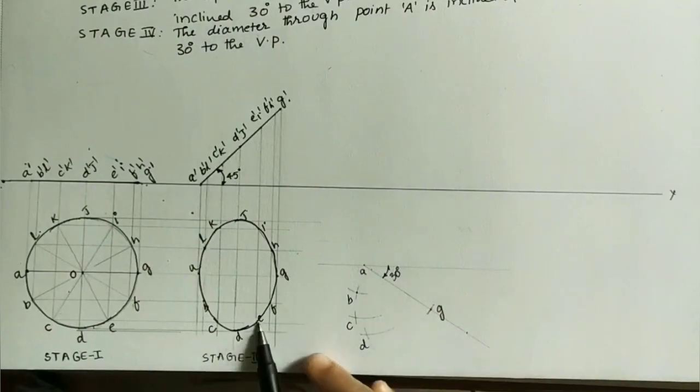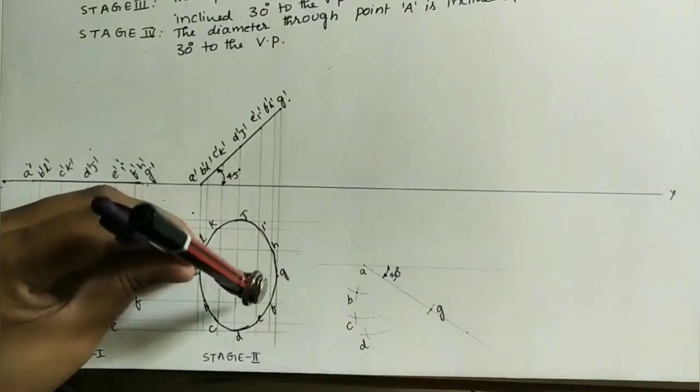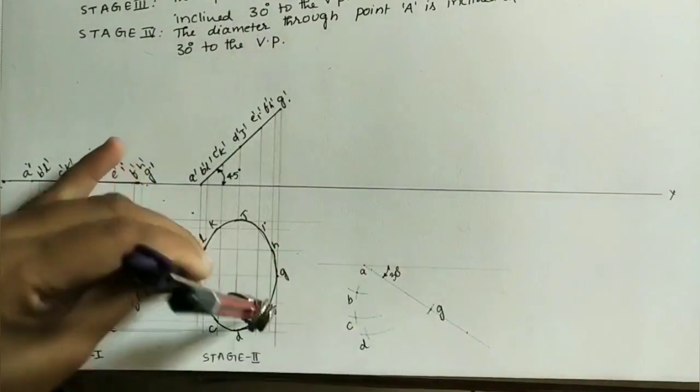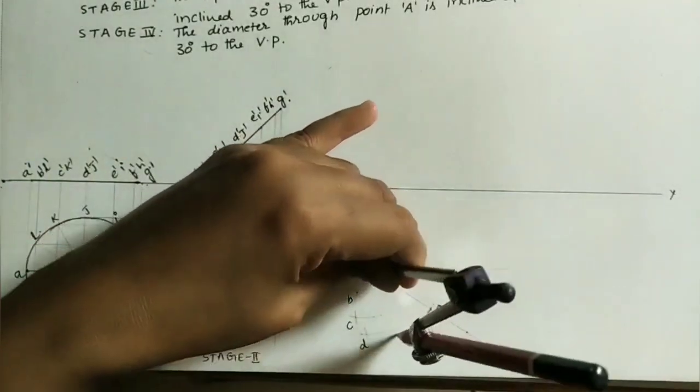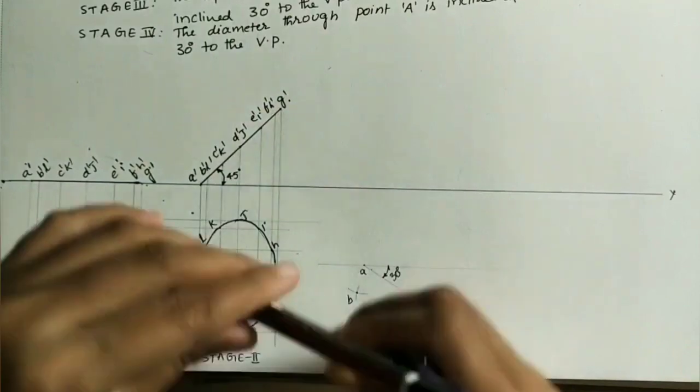After D, take E point. Take AE length. A as center, do an arc here. Take GE length.